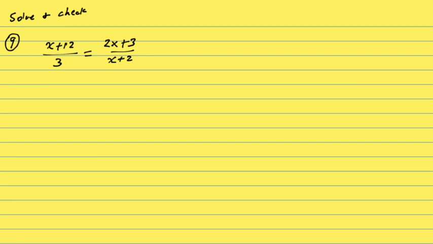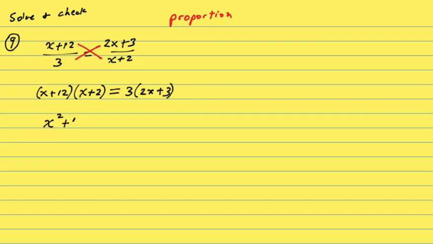This is two fractions equal to each other. When you have two fractions equal to each other, it's called a proportion. Proportions are usually easiest solved by simply cross-multiplying. So that means I'd have x times x plus 12, or x plus 12 times a quantity of x plus 2, equals, if I multiplied this way, 3 times 2x plus 3. So these multiply to give me x squared plus 14x plus 24 equals, distributing would give me 6x plus 9.